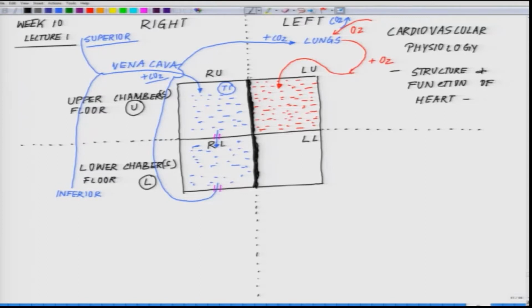Okay, now from the left upper chamber where the oxygenated blood has come, again through certain valves, this oxygenated blood, all rich in oxygen, moves to the left lower chamber. Now from the left lower chamber, blood is pumped out through a vessel called aorta to the rest of the body.